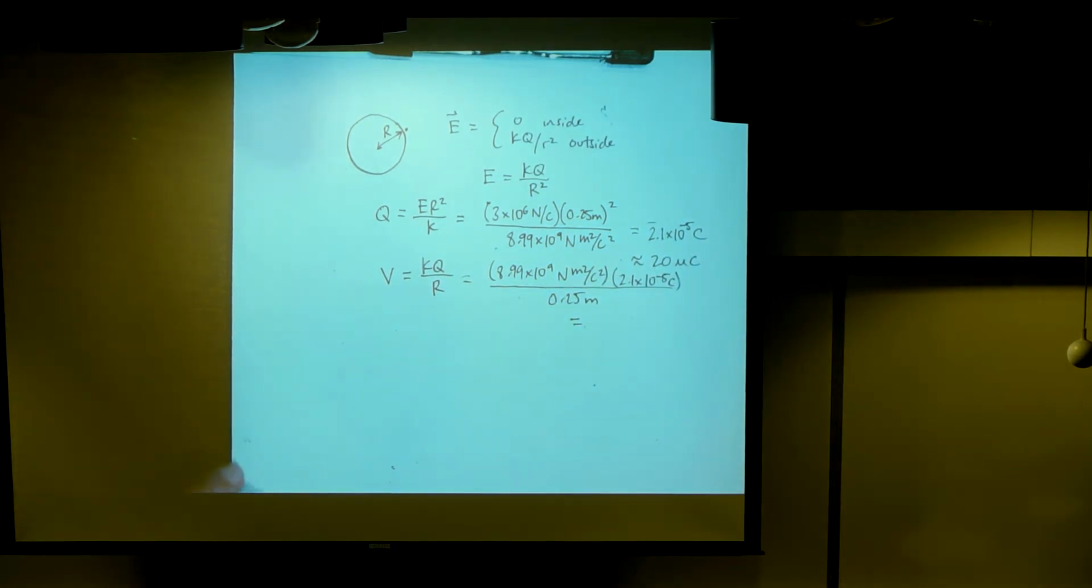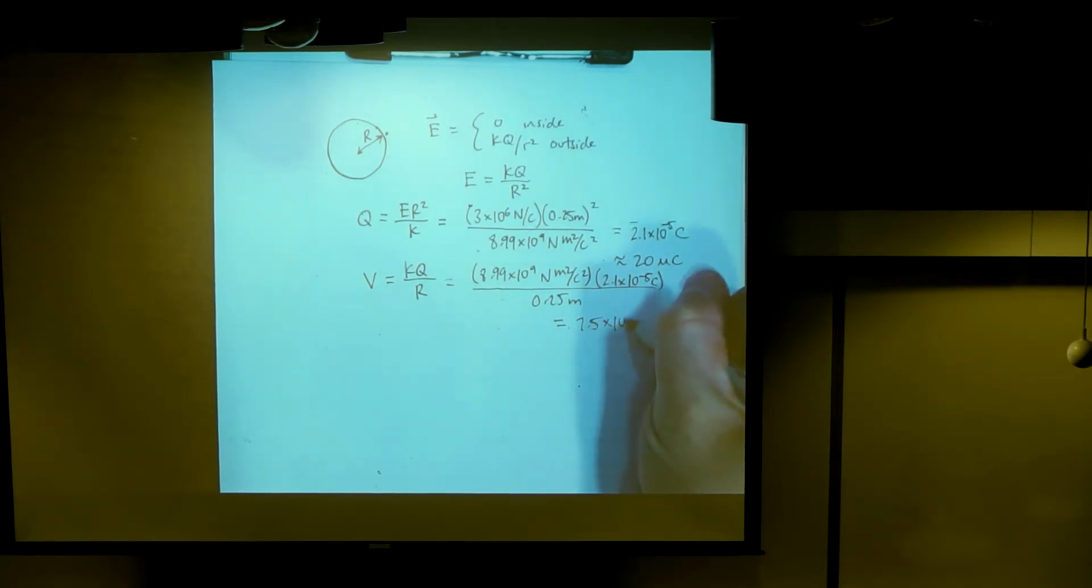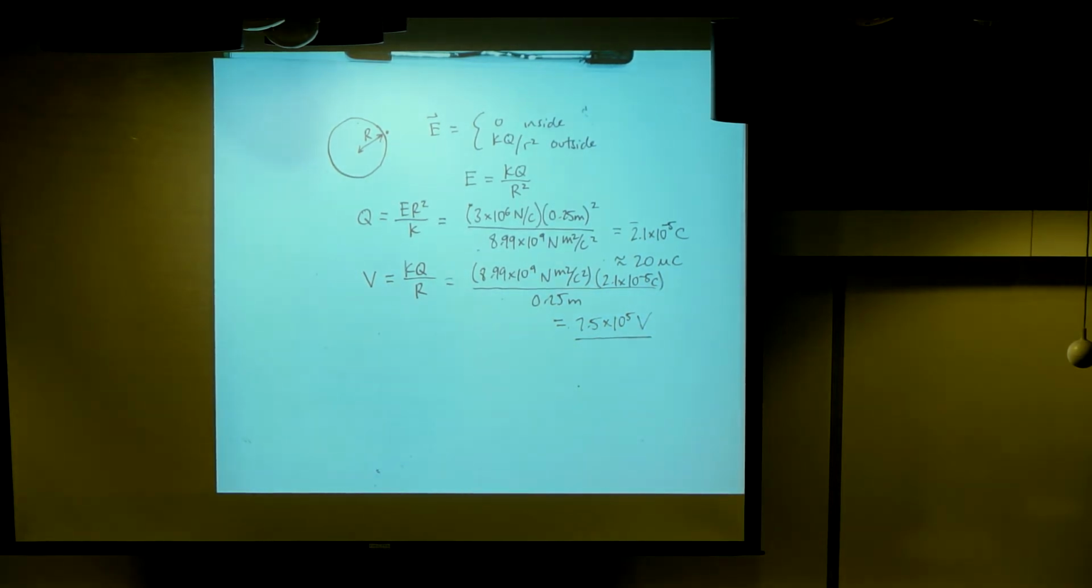7.5 times 10 to the 5. Yeah, 7.5 times 10 to the 5 volts. So almost 1 million volts is what we'd be charging this thing to before it breaks down.